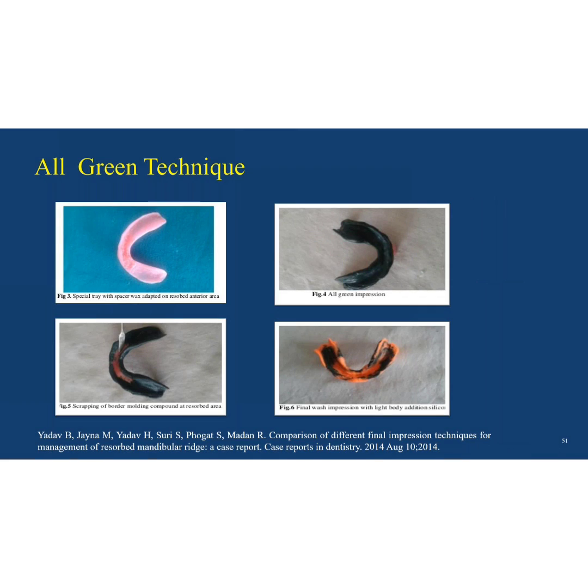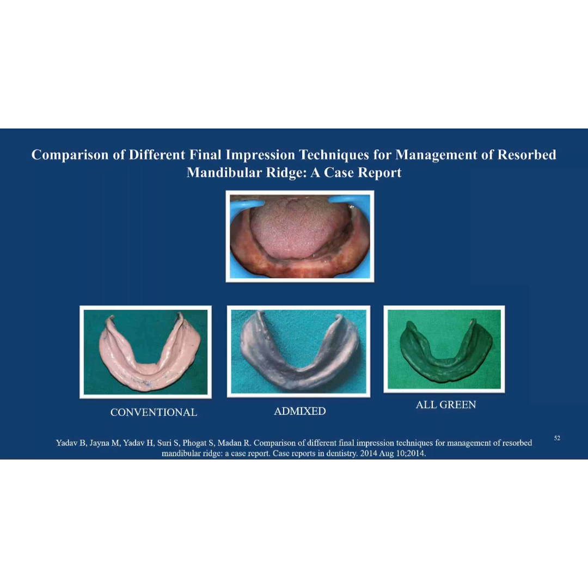Next is the all green technique. Here special tray with spacer wax is adapted on the resorbed anterior area. All green impression is done, and then all scraping of the border molding compound, and then final impression is taken with high body addition silicone.